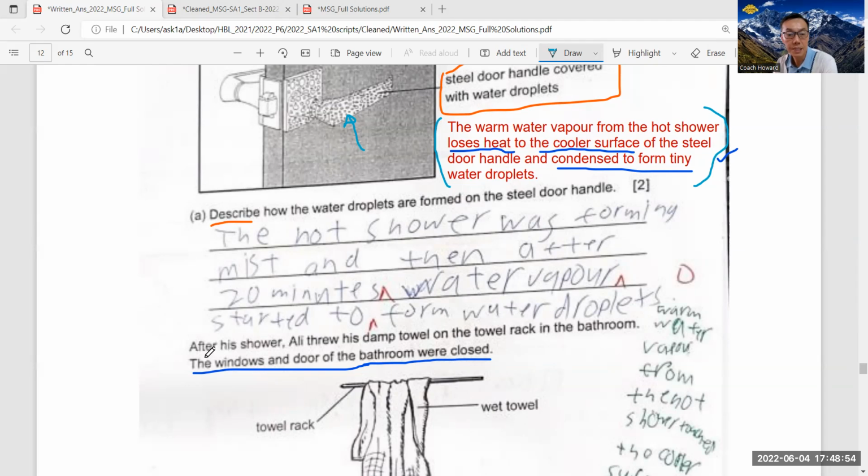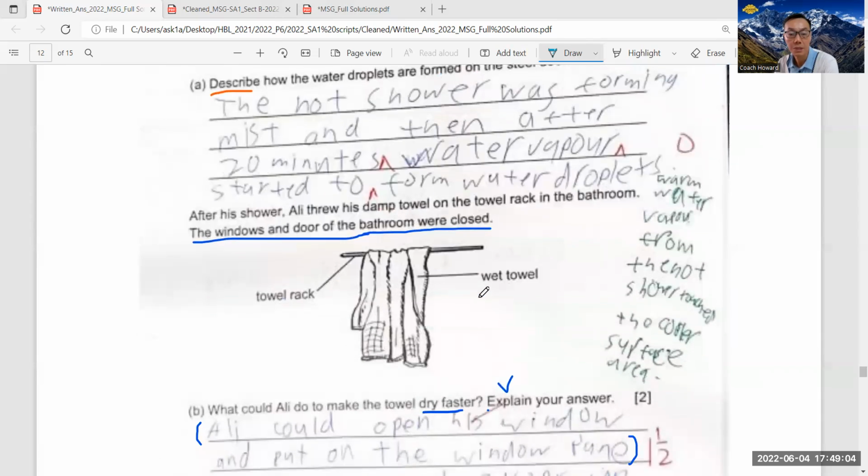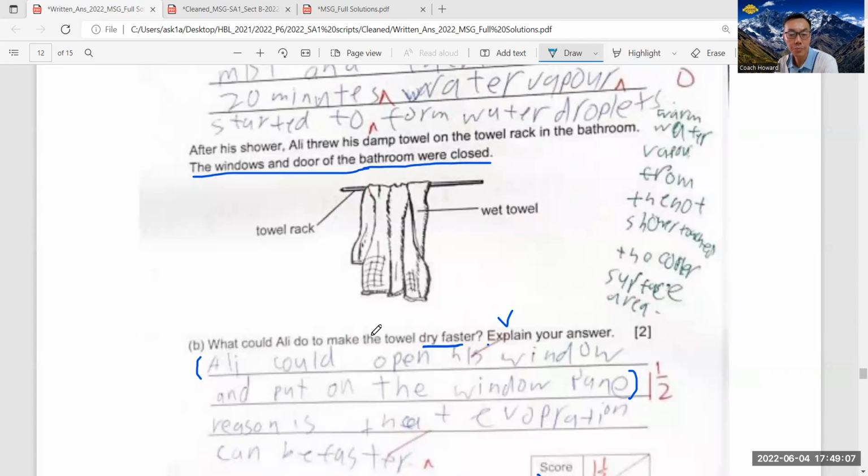Okay, next, they say after his shower, Ali threw his damp towel on the towel rack in the bathroom. The windows and the bathroom were closed. What could Ali do to make the towel dry faster? Okay, you need to give the reason and explain your answer. Okay, the student lost half mark because the student actually did the first part, but did not explain clearly what he did helps the water to evaporate faster.